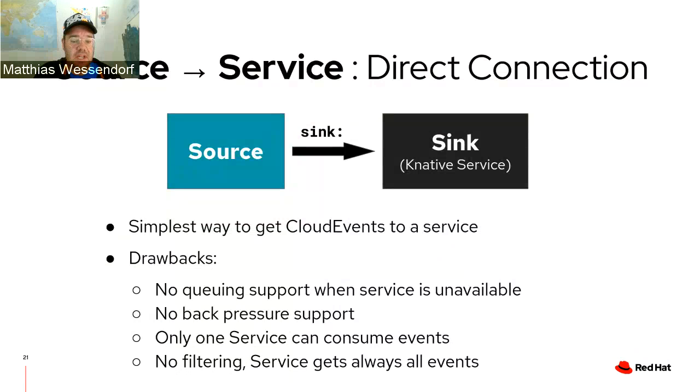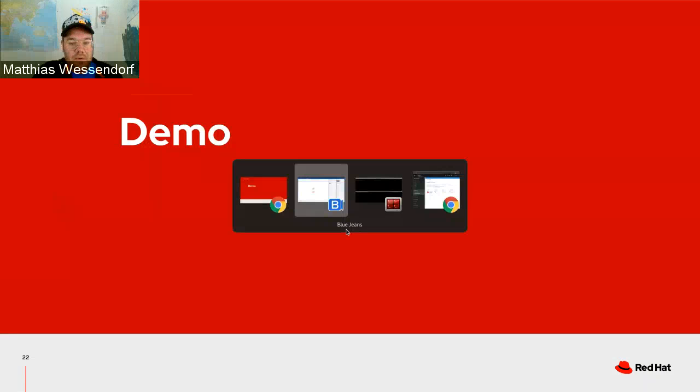That means there are a little bit of drawbacks here. There's no back pressure support or no active queuing support when the service is not available. And only one service can consume that event. So if you want to have two services consume the event, you would have to scale up. You need a second source and you need a second service. But again, this is the first way into Knative for consuming. There's also no specific filtering here; the sink that is tied to exactly one source is getting all of the events. And I have a little demo here for you.